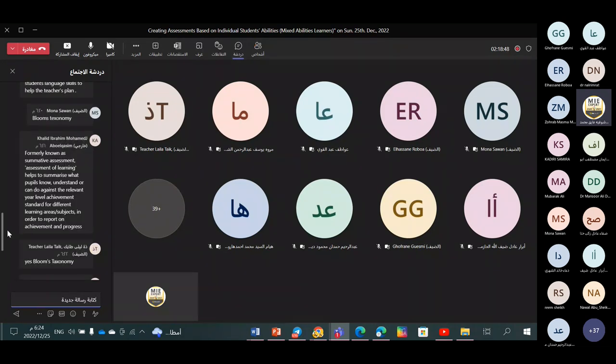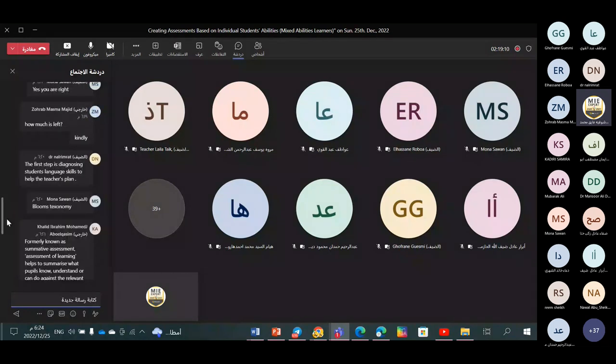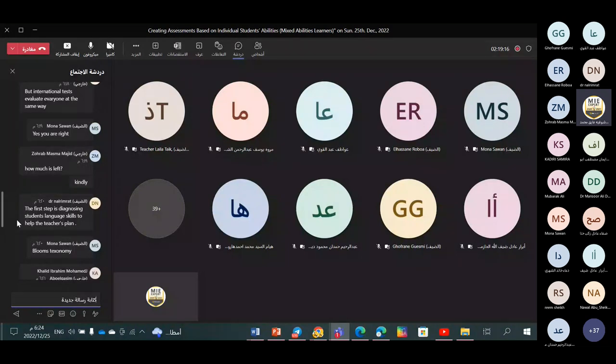Yes, Khaled Ibrahim says formerly known as summative assessment, assessment of learning helps to summarize what pupils know, understand, or can do against the relevant year level achievement standard for different learning areas or subjects in order to report on achievement and progress. Thank you. Mona says also Bloom's taxonomy. Dr. Mutia says the first step is diagnosing students' language skills to help the teachers plan, to put a suitable plan for her or his students.